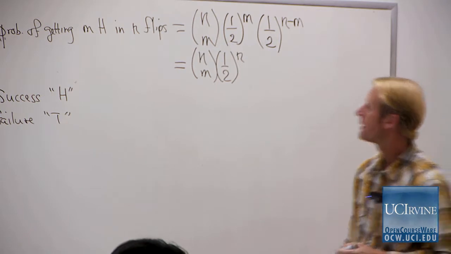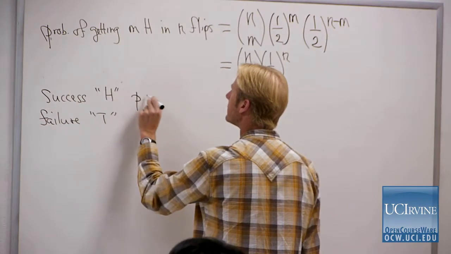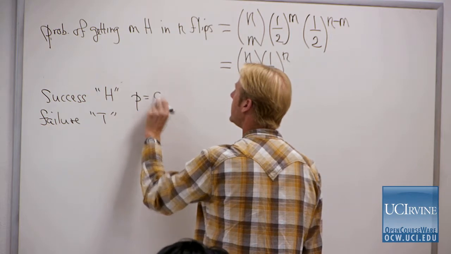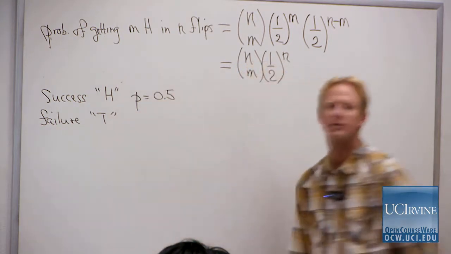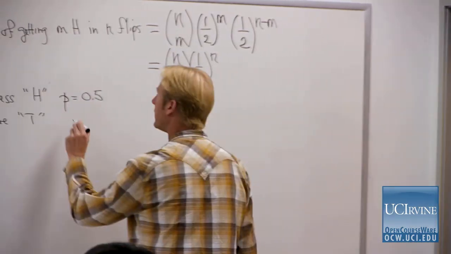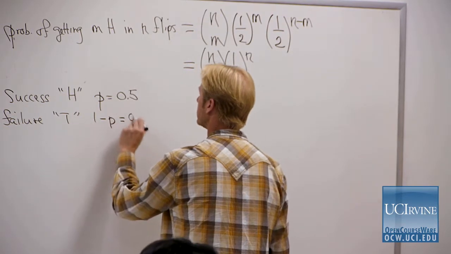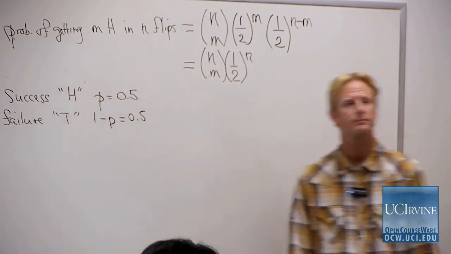Now, let's denote the probability of success as P. In this case, it's 0.5. And the probability of failure has a probability of 1 minus P, which also is equal to 1/2 or 0.5.